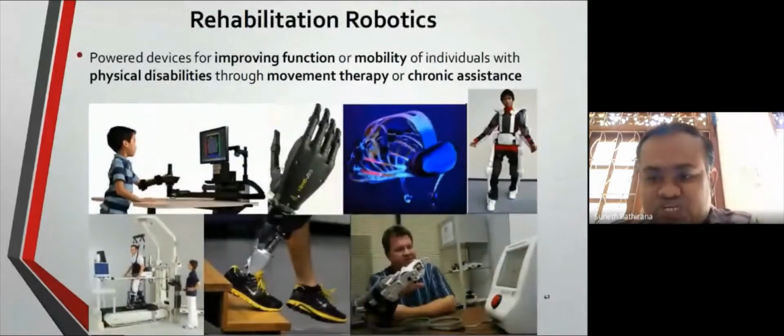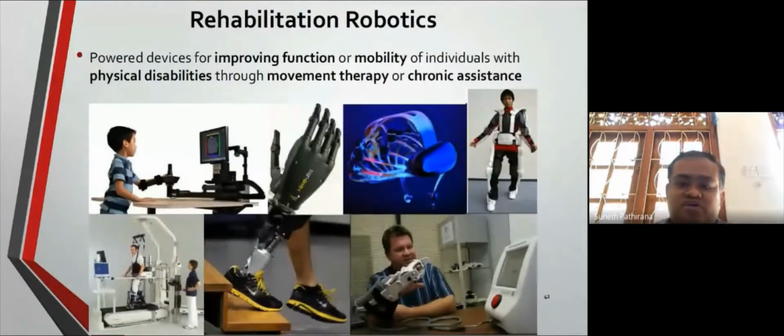Rehabilitation robotics means we can give assistance to physiotherapists to design more sophisticated movement therapies and chronic assistance, for faster recovery or to improve the mobility or functions of partially disabled organs. So we can use this technology called rehabilitation robotics.